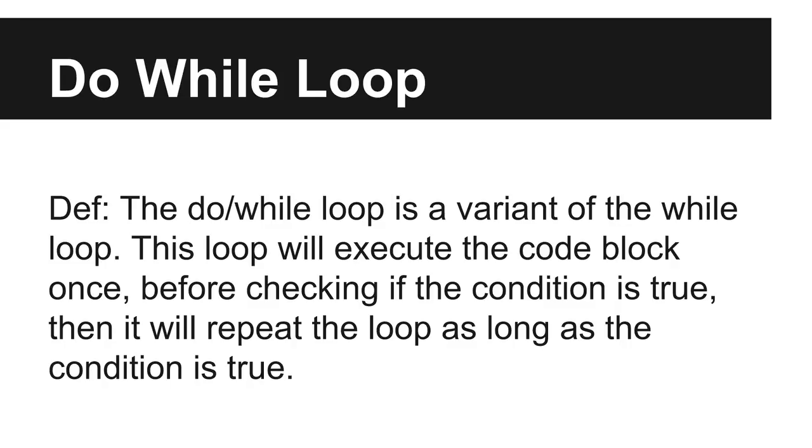Okay, now it's time to talk about the do-while loop. The do-while loop is a variant of the while loop. This loop will execute the code block once, before checking if the condition is true. Then it will repeat the loop as long as the condition is true. So the only difference between the while and the do-while loop is that in this one, we execute the block of code before checking the condition.